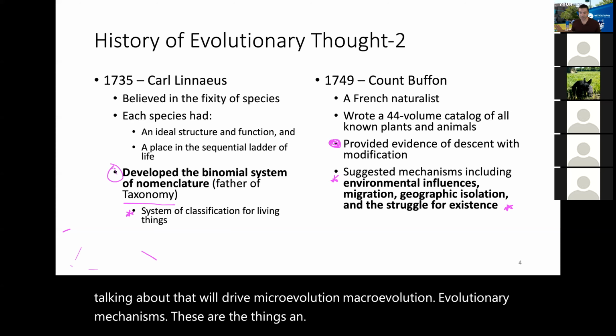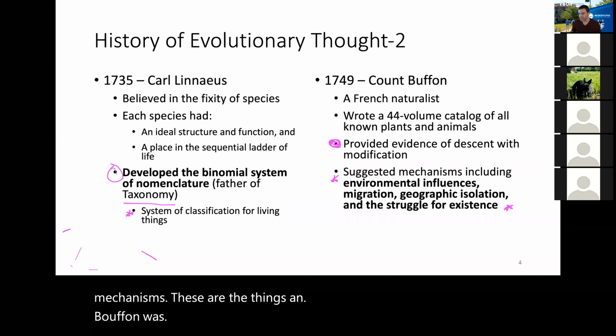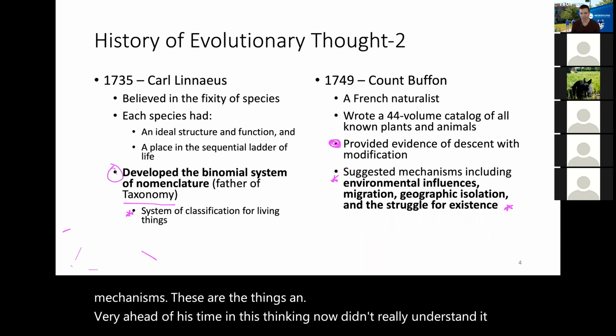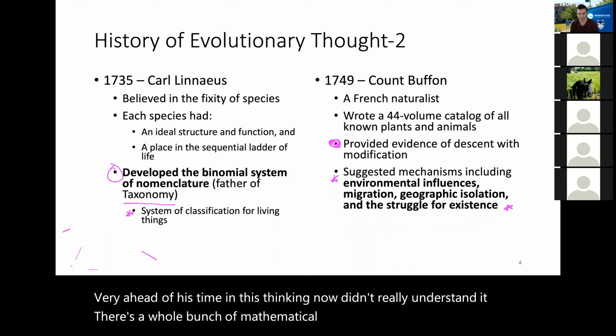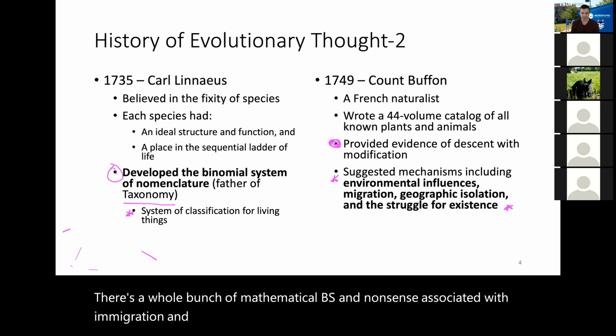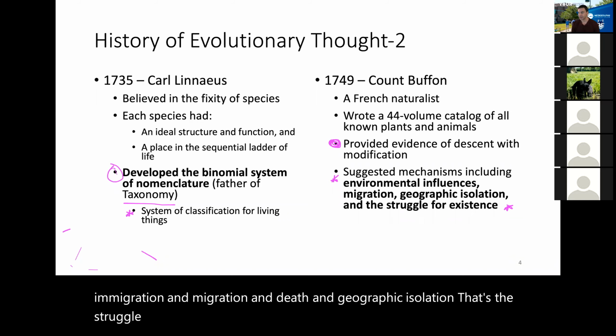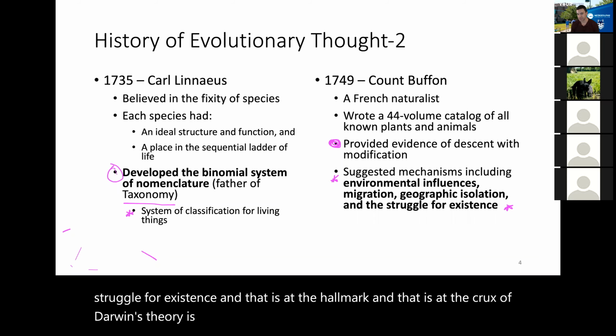Buffon was very ahead of his time in this thinking. Now, he didn't really understand it. There's a whole bunch of mathematical nonsense associated with immigration and migration and death and geographic isolation. It's the struggle for existence. And that is the crux of Darwin's theory, that struggle for existence.